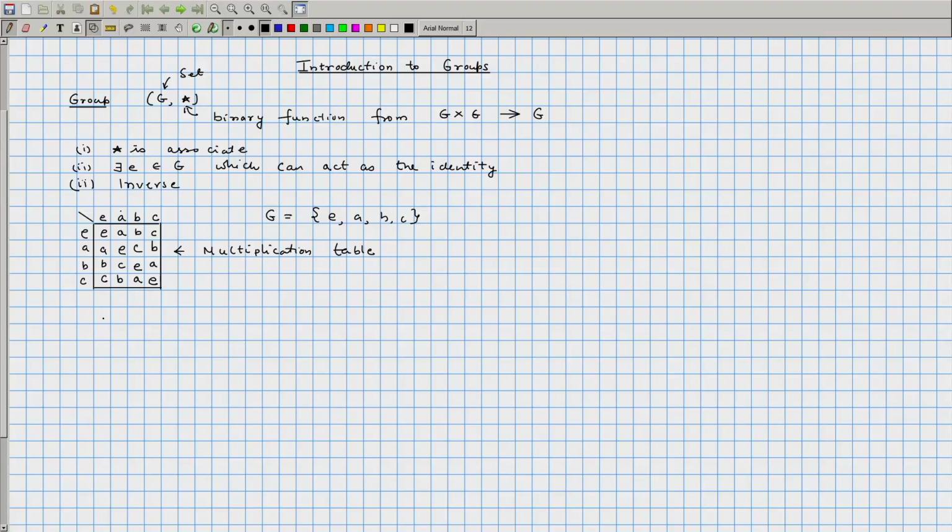Now, this group has certain interesting properties. First, it is a finite group because there are only 4 elements in the group. So, in general a finite group means the size of G is finite. A group with finitely many elements in the set corresponding to it is called a finite group. So, this is an example of a finite group. So far all the groups that we have seen are finite groups.